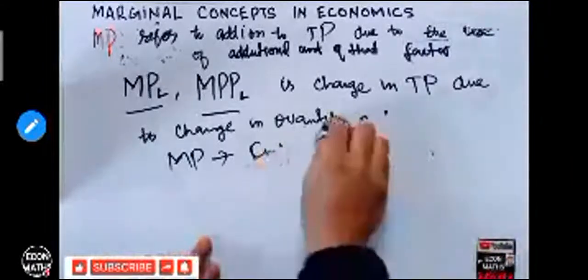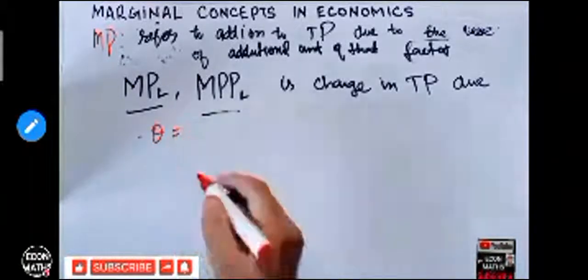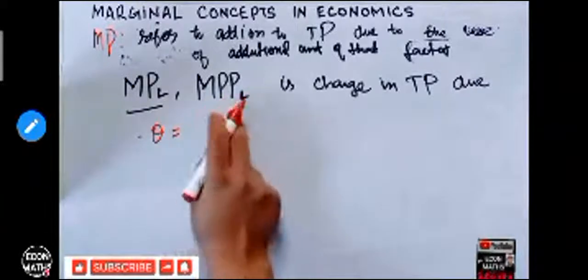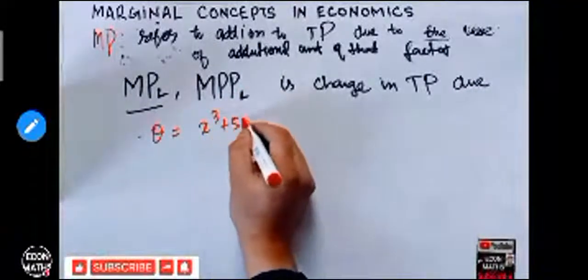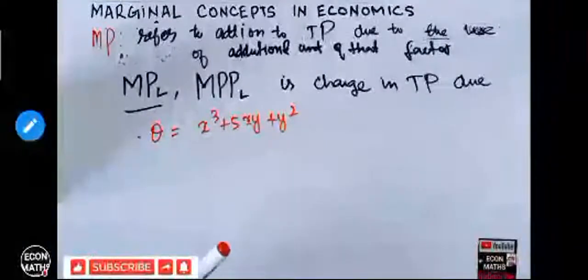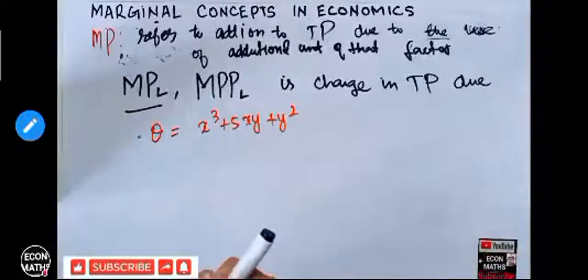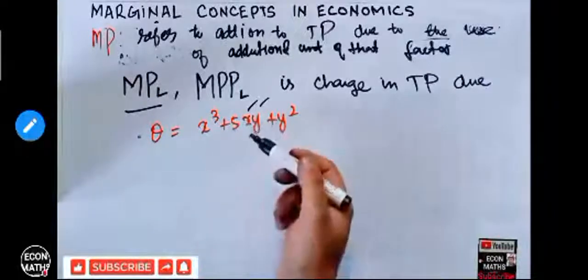Let us say we are given a production function. Let us say Q is equal to x cube plus 5xy plus y square. That means a firm is using two inputs, that is x and y. So we have to find the marginal productivity of x and the marginal productivity of y.